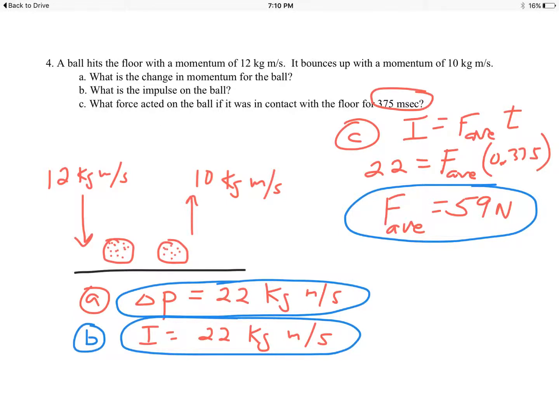So one of the things that the book illustrates very nicely, and I am now going to emphasize, is that when things bounce, they generally have a bigger change in momentum than when things just simply stop. For example, this golf ball had a change in momentum of 22 kilograms meters per second. If this would have just been like a wad of clay that hit the ground and stuck to the ground, its change in momentum would simply have been 12. It would have gone from 12 units of momentum to 0 units of momentum. Kind of like the previous problems we did with the baseball. If you just simply catch a baseball, whatever momentum it had, it loses. That's its change in momentum.